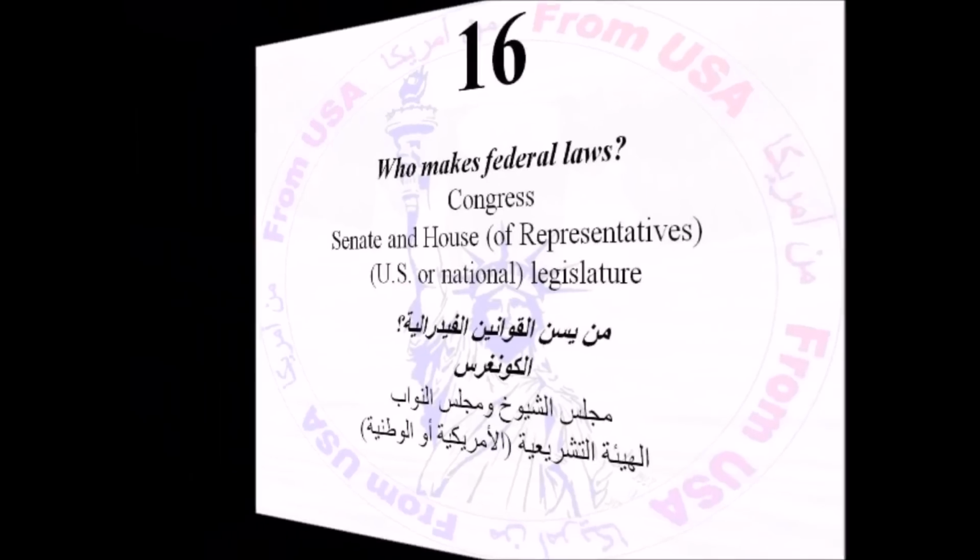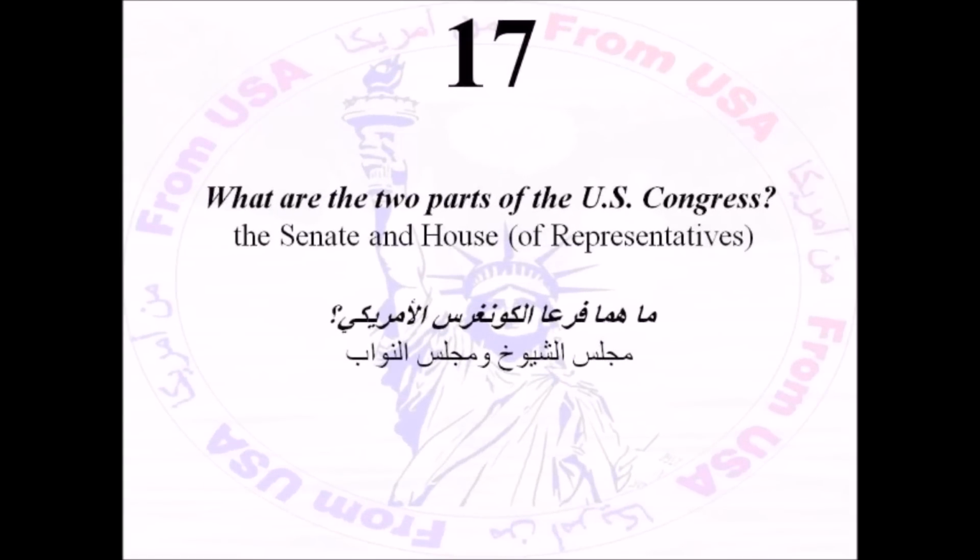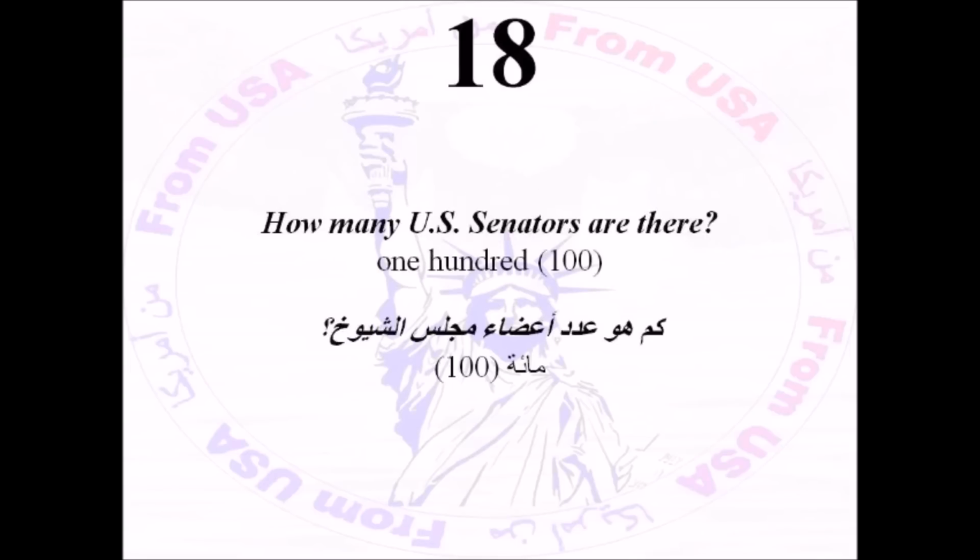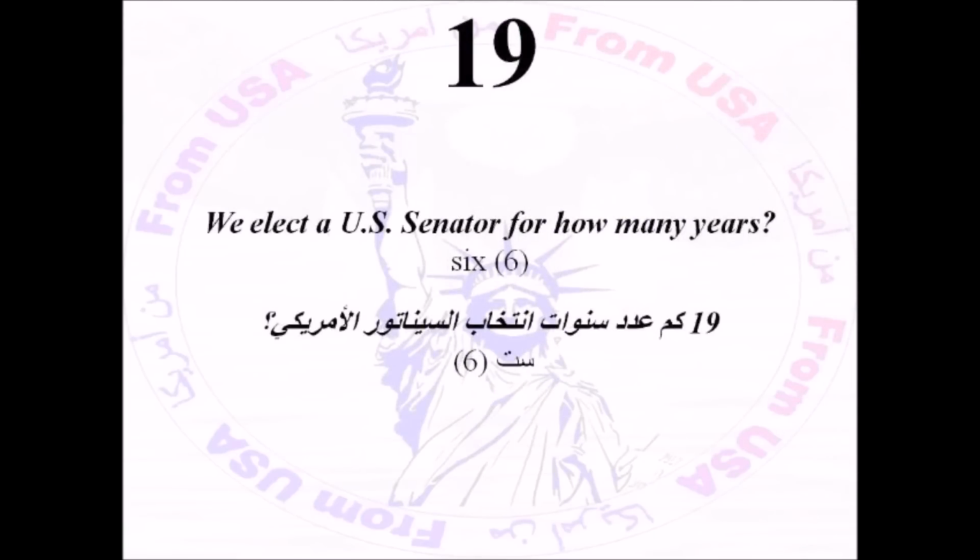Number 17. What are the two parts of the U.S. Congress? There's the Senate and the House, or you can say the House of Representatives. Number 18. How many U.S. senators are there? 100. Number 19. We elect a U.S. senator for how many years? 6.